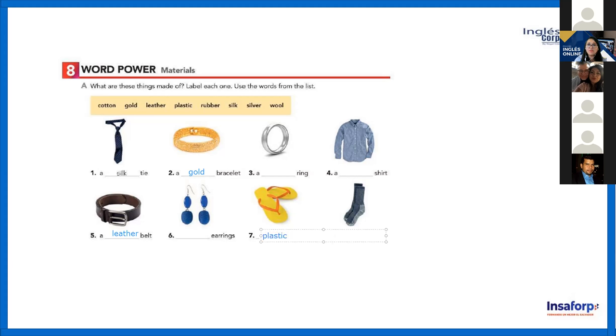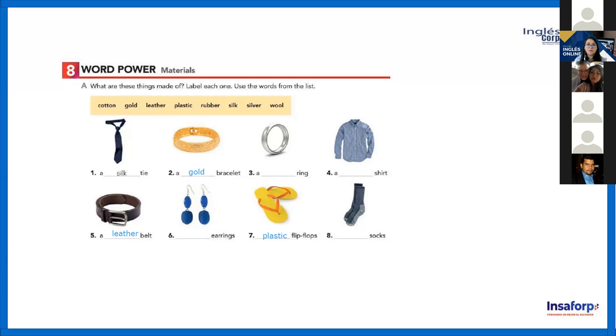Okay, and then we have the word rubber. What is the meaning of the word rubber? What can be the meaning? Or what can be the object we can use when we have, for example, rubber? It has two meanings. Rubber can be an eraser, yes, but also it is a type of material.